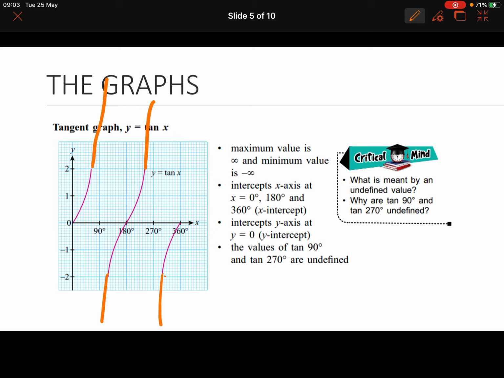The values of tan 90 and tan 270 are undefined. So here, there is no value at 90 and 270. We call these lines asymptotes.